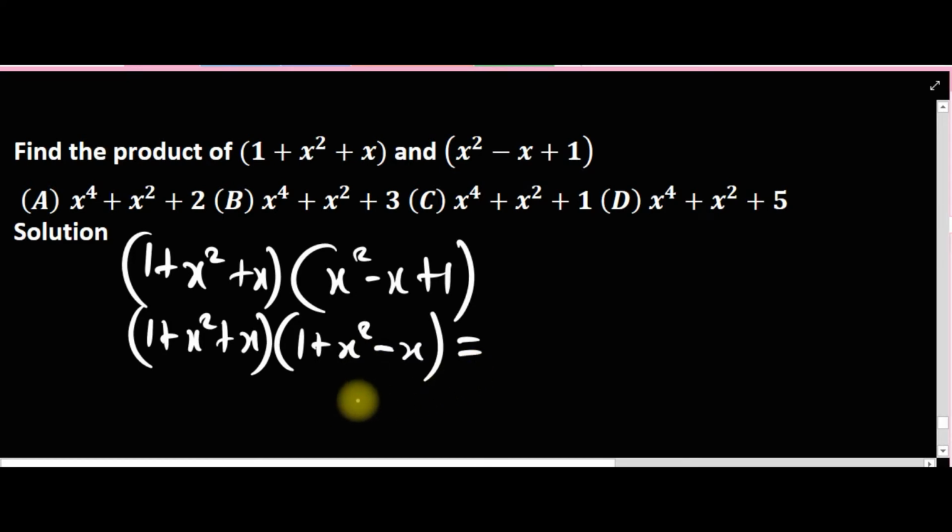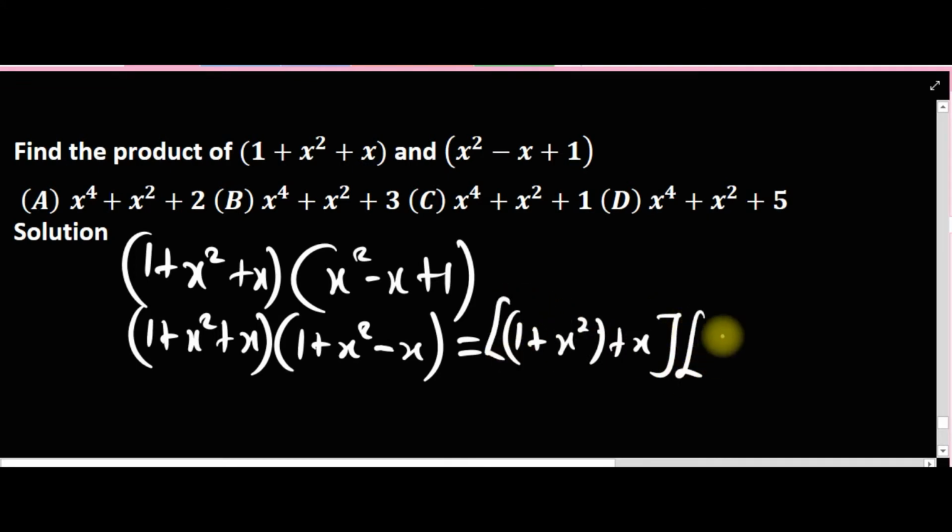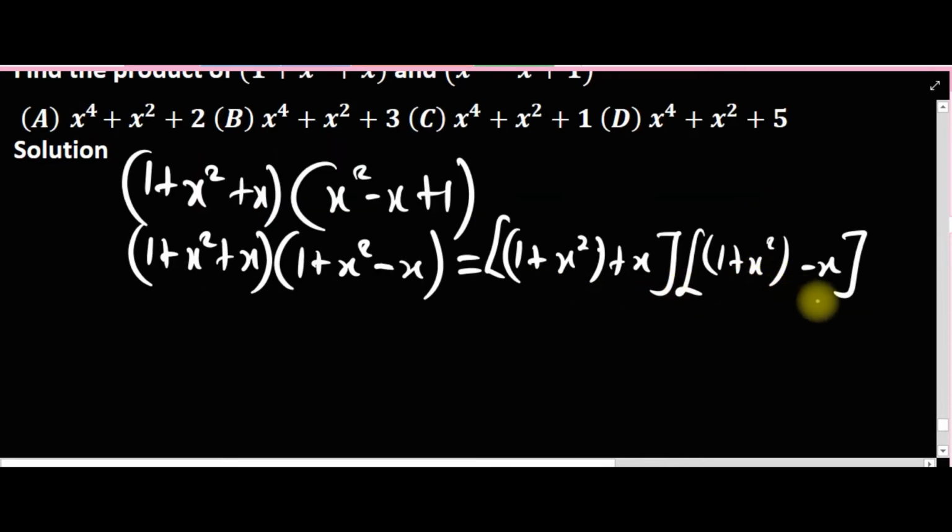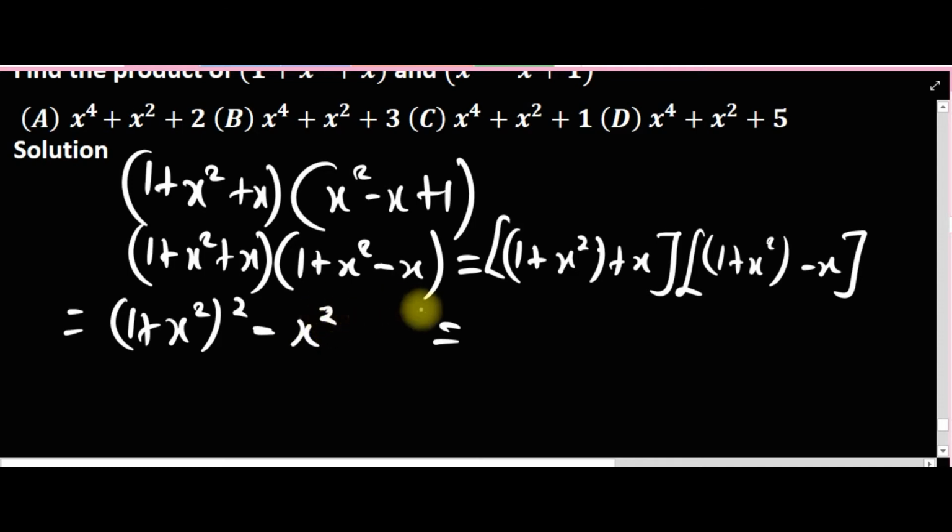And looking at this, we can write this as 1 plus x squared plus x, and this is 1 plus x squared minus x. a plus b times a minus b. So this should be 1 plus x squared, all squared, minus x squared. Do you get what difference of 2 squares? a plus b, a minus b. So this is now a squared minus b squared.